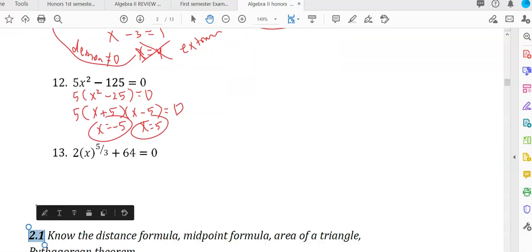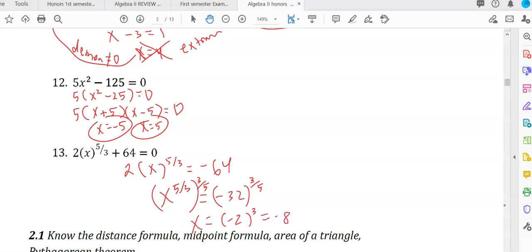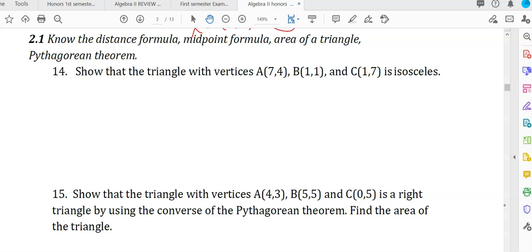This one, let's get the 64 on the other side. So we get 2 times x to the 5/3 equals -64. Divide by 2, get x to the 5/3 equals -32. Put both sides to the reciprocal power, which would be the 3/5 power. Get x equals, the fifth root of -32 would be -2, so -2 to the 3rd, which should be -8. Wow, so we got to do a lot to solve this one, I guess.